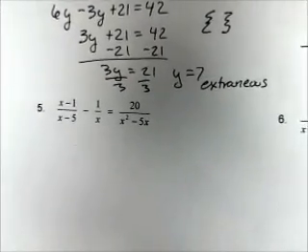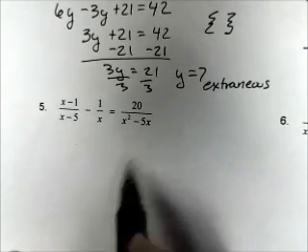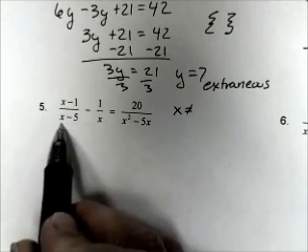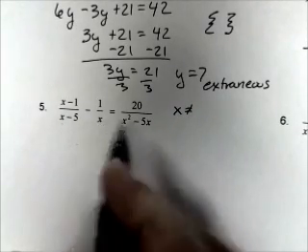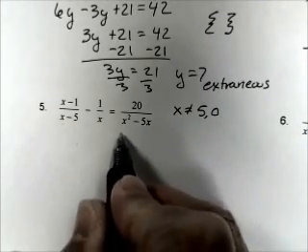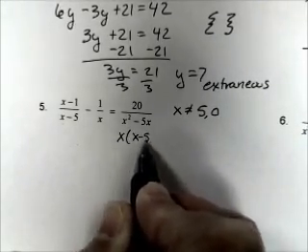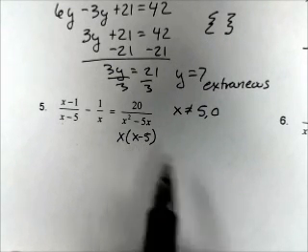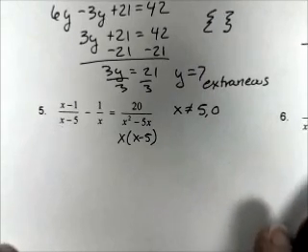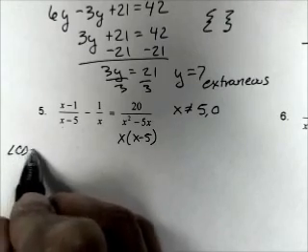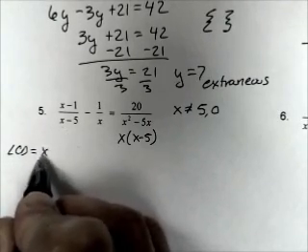Number 5. Look at our denominators. X cannot equal 5 or 0. And factoring our third denominator, GCF(x), so the same here. X couldn't be 0 or 5, otherwise this fraction would be undefined. All right, now multiply through by the least common denominator, which is x times x minus 5.